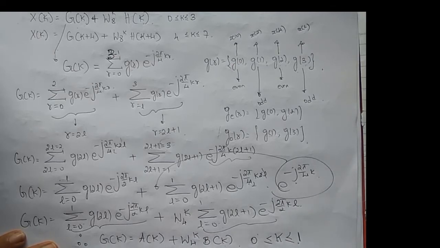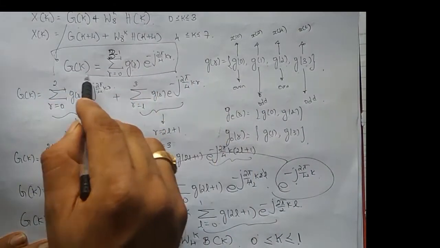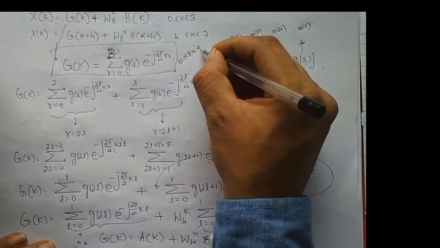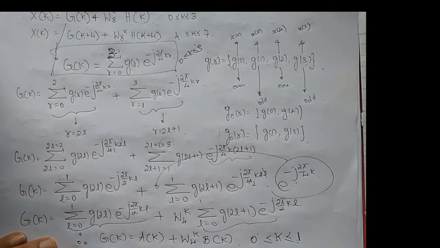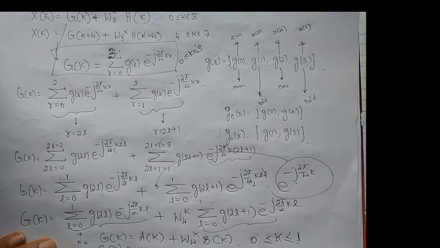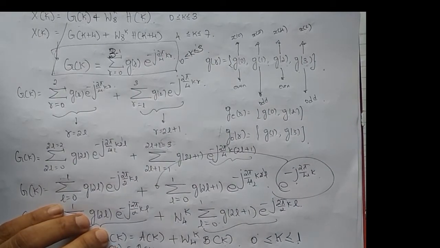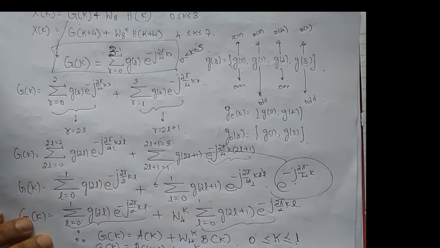What about k varying from 2 to 3? Because we started with a 4-point DFT, k is varying from 0 to 3. So we got k for 0 to 1. What about 2 to 3? Again we are going to exploit the periodicity property. So G of k is equal to A of k plus 2 plus W4 power k into B of k plus 2, for k varying from 2 to 3. This equation takes the values k 2 to 3, and the other equation takes the values k 0 to 1.